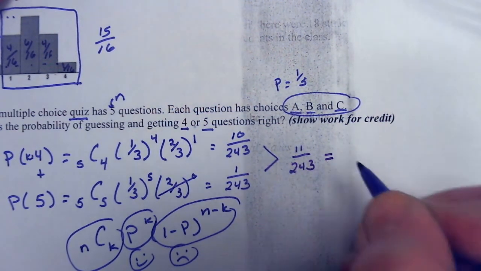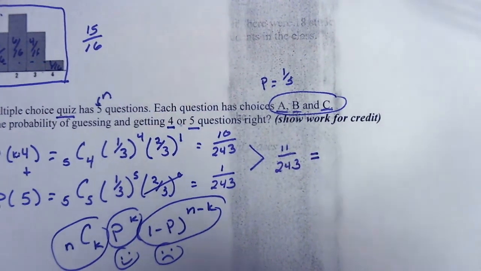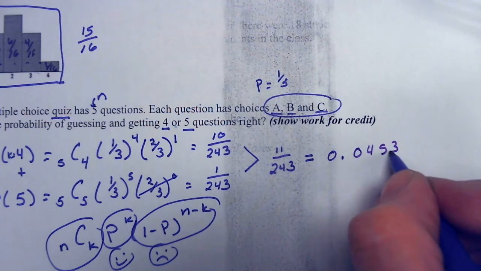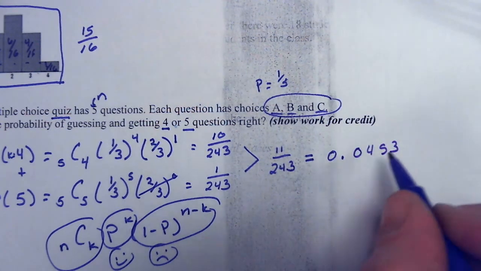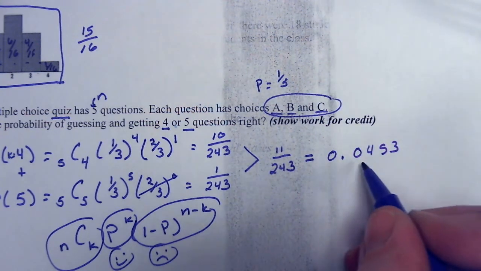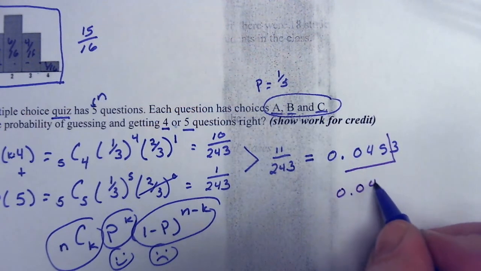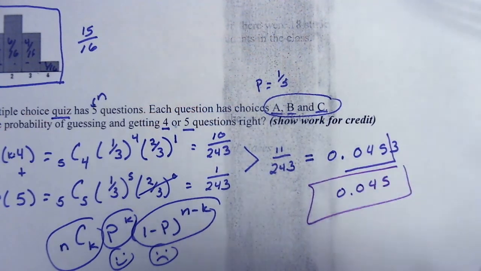In a problem like this, you're generally looking for a decimal anyway. So you divide that, and get 0.0453. Okay, so you can leave it like this since we're rounding to 3 decimal places. 0.045 would be great. That would be your final answer.